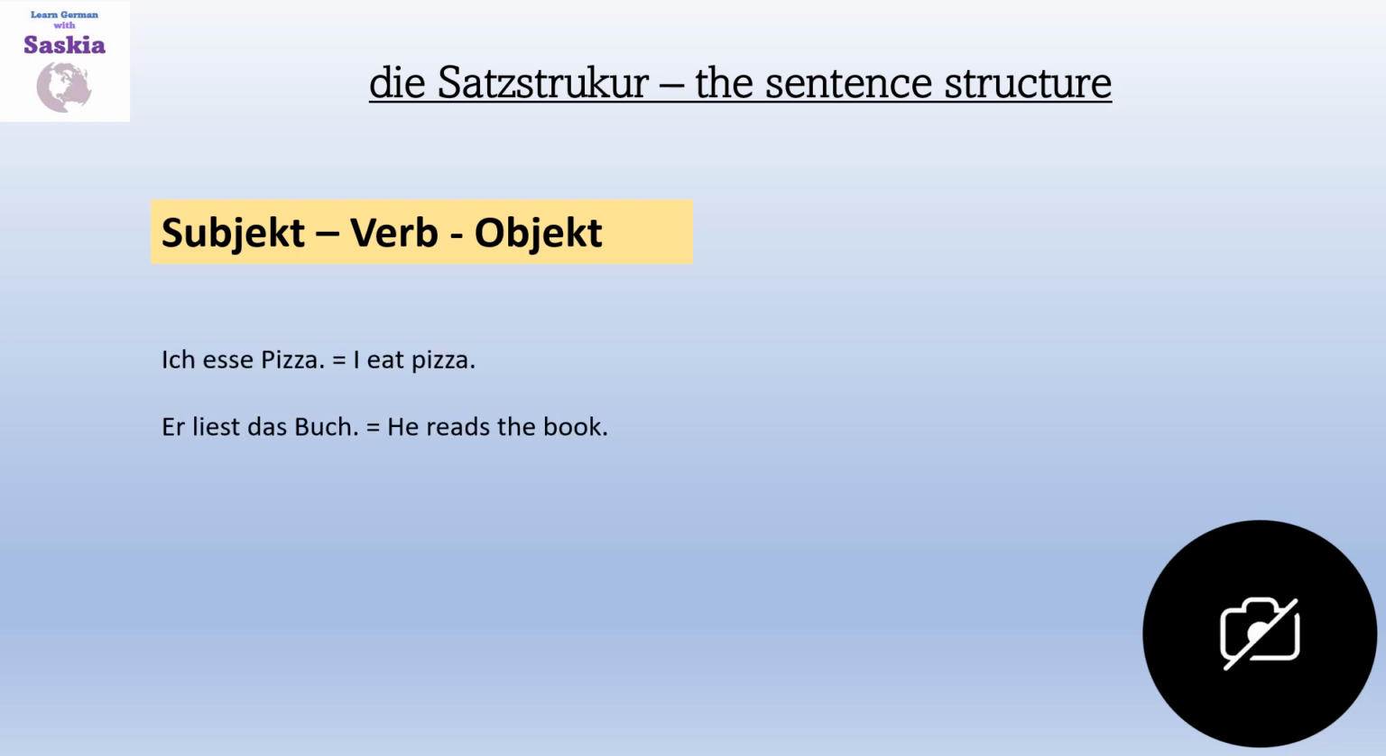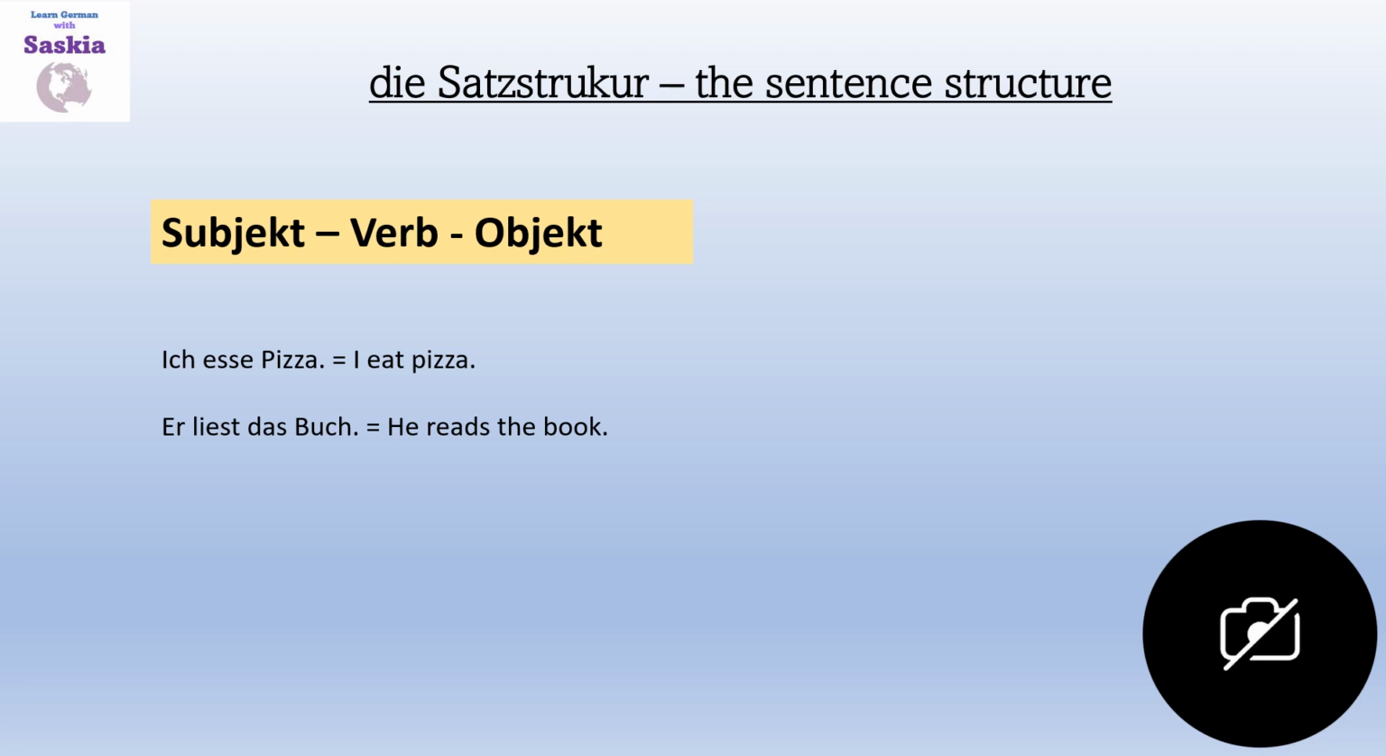In English, we say, I eat pizza. I, subject, eat, the verb, pizza, the object. In German, it's the same structure, so it becomes Ich esse Pizza, where ich is the subject, I, Pizza is the object we are talking about, and esse, to eat, is the verb. Or also, Er liest das Buch. The sentence structure is just the same as in English. So he reads or is reading, liest, and das Buch, the book.